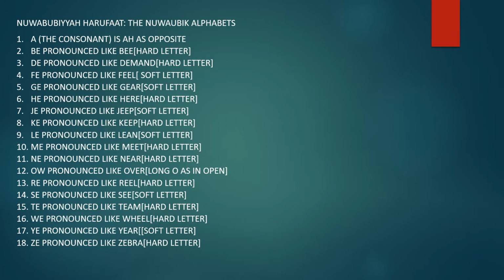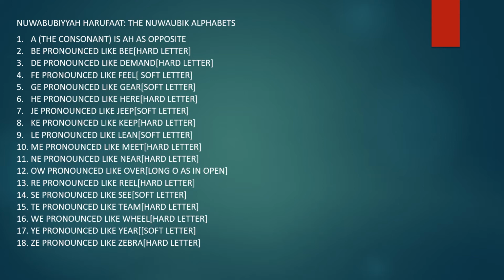Okay, so the F letter, the Fi letter, is pronounced Fi in Nuwaubik. And it's pronounced like feel, like the E in feel. And it is a soft letter. So soft letters make the vowel that precedes it soft. Therefore, the Fi letter combined with an A would be fa.